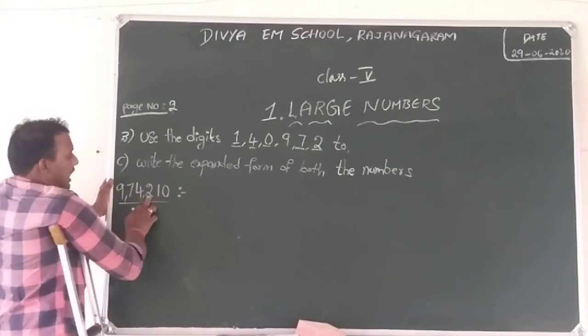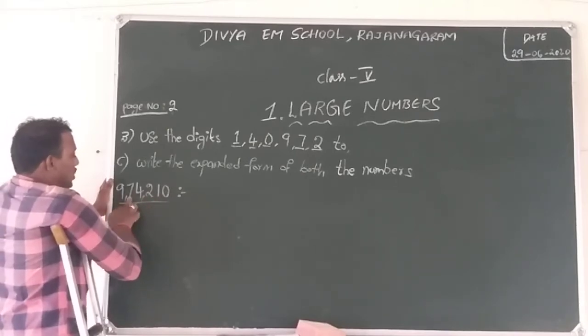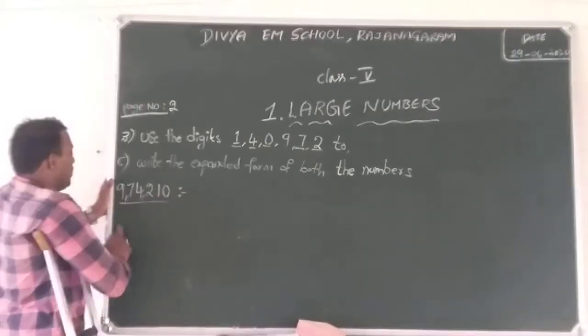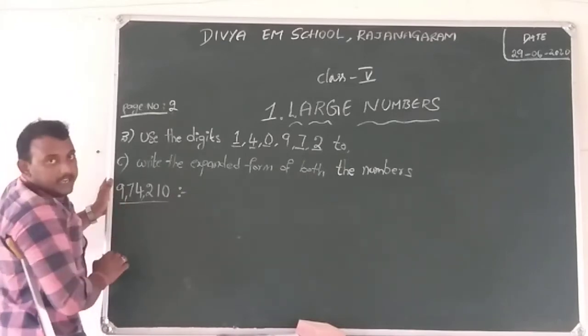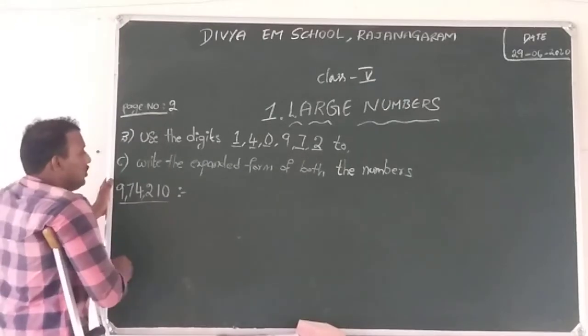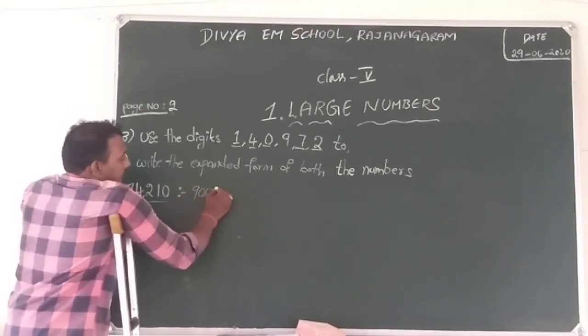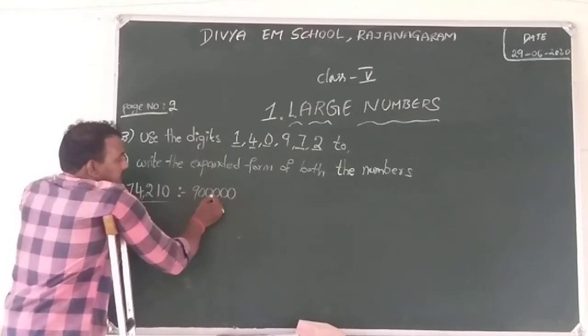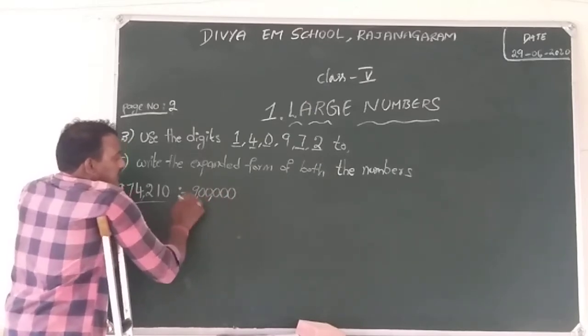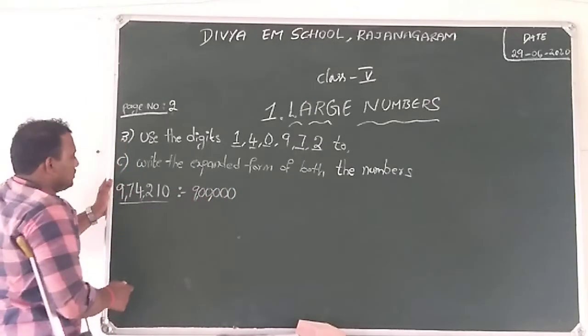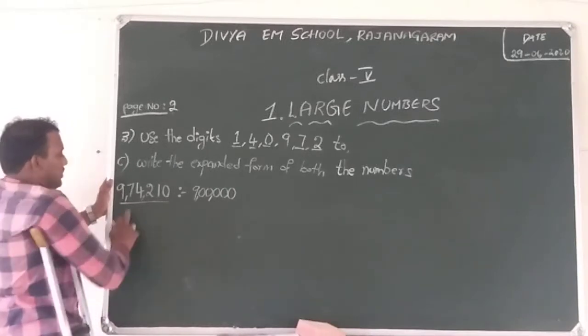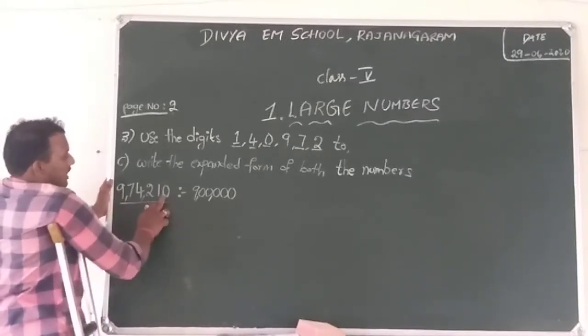Ones, tens, hundreds, thousands, ten thousands, lakhs. So in the lakhs place we are having 9 here. That means 9 into lakhs, 9 lakhs. We need to write 9 lakhs here. Okay. Ones, tens, hundreds, thousands, ten thousands, lakhs. 9 lakhs. So 9 lakhs is completed. After that, we are having 7. Ones, tens, hundreds.